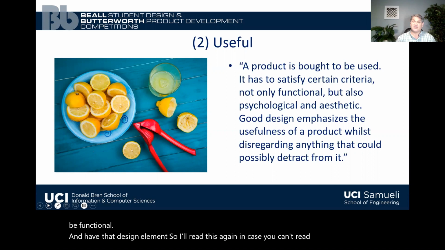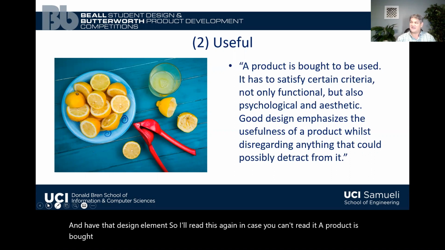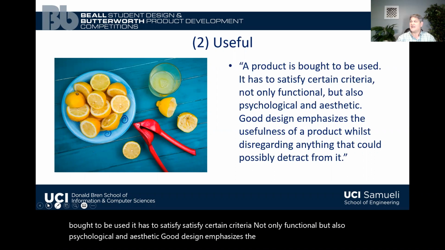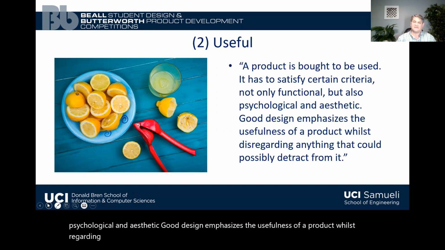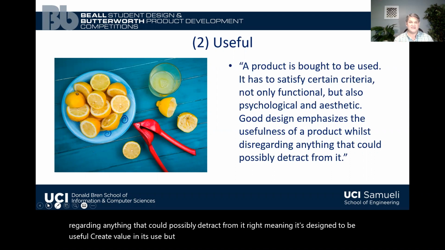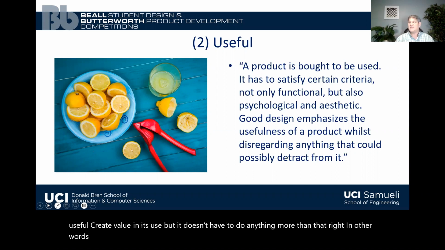A product is bought to be used. It has to satisfy certain criteria, not only functional, but also psychological and aesthetic. Good design emphasizes the usefulness of a product whilst disregarding anything that could possibly detract from it. Right? Meaning it's designed to be useful, create value in its use, but it doesn't have to do anything more than that. In other words, over-designing can also be a problem.